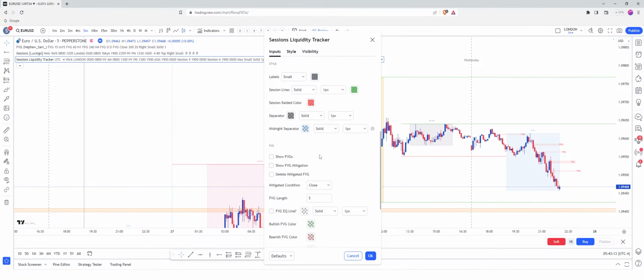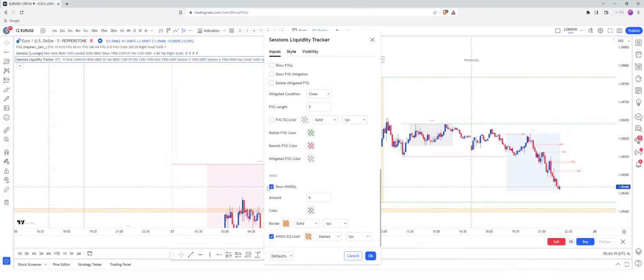And I've unchecked show fair value gaps because I'm using a different fair value gap indicator that I really enjoy. And I've highlighted show new week opening gaps and just change the colors to this orange color so that they show up on the chart. New week opening gaps are not essential for this strategy, but I do like to see them as a reference point.